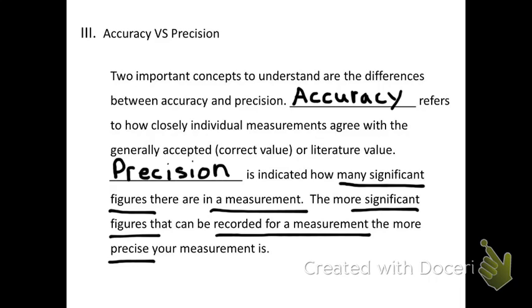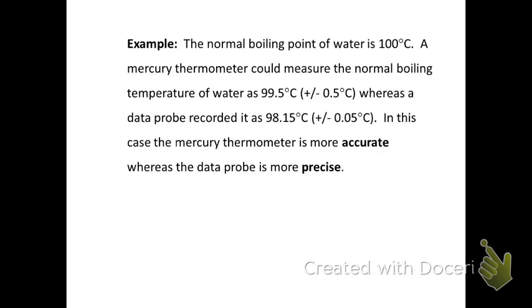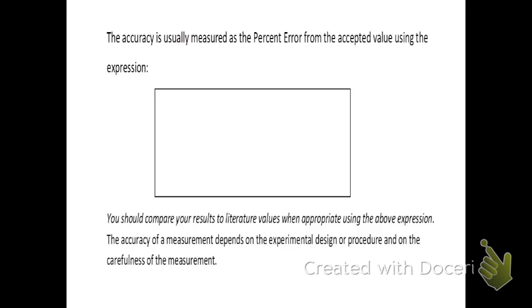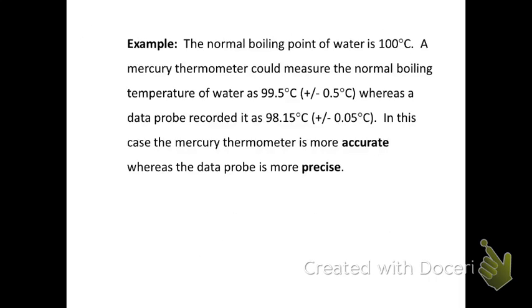And so in class we'll look a little bit more at what that entirely means. I got an example here for you. All right, here's our example. The normal boiling point of water, again, is 100 degrees C. Oops, go back one.